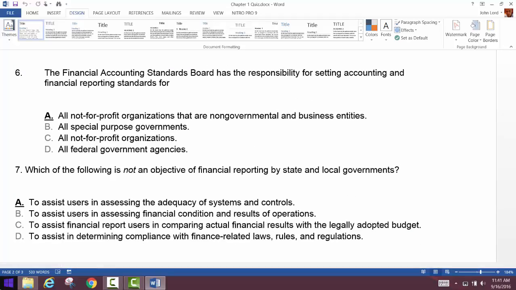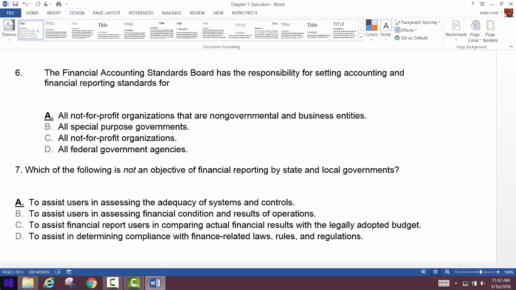The Financial Accounting Standards Board has the responsibility for setting accounting standards and financial reporting standards for all not-for-profit organizations that are non-governmental and not business entities. Obviously, FASB sets the accounting standards for business entities. But remember, we said back in Chapter 1, FASB sets accounting standards for all private entities, including not-for-profits, right? Now, they're calling out this non-governmental not-for-profit organization. What are they talking about?